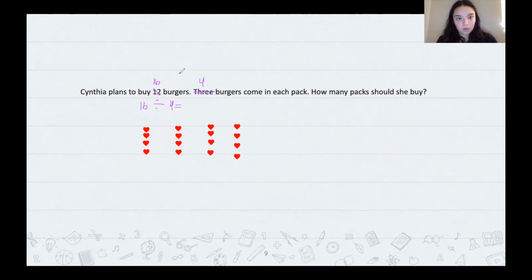Good. So because I had 16 burgers that I have to get all together, and each pack comes with 4 burgers, how many packs do I need to buy? Well, I just found out that I need to buy 4 packs to get the number of burgers that I need. All right, I'm going to clear my screen.